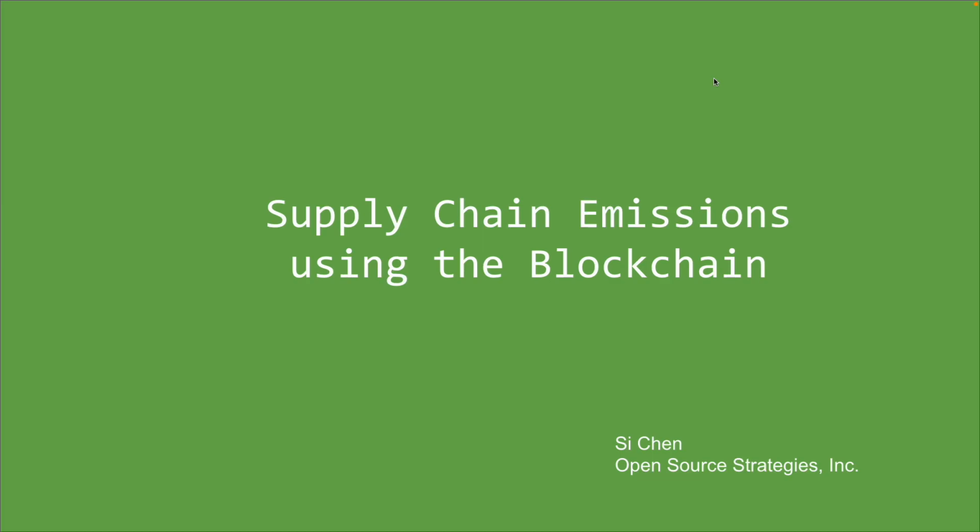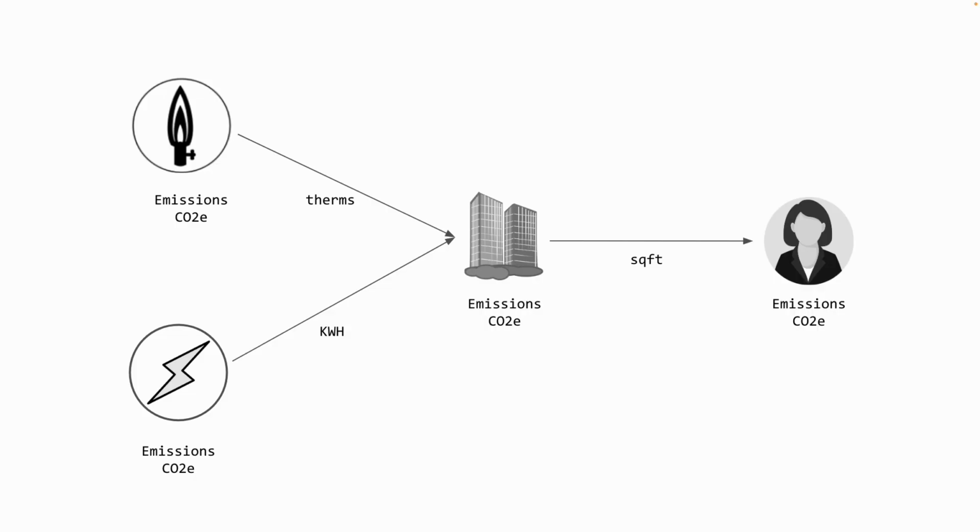And today I'm going to show you something our open source blockchain carbon accounting project has been working on, transferring emissions through a supply chain. Imagine that there are two utilities, one providing natural gas and one providing electricity to a building. We want to figure out the emissions of the building based on the emissions of its utilities.